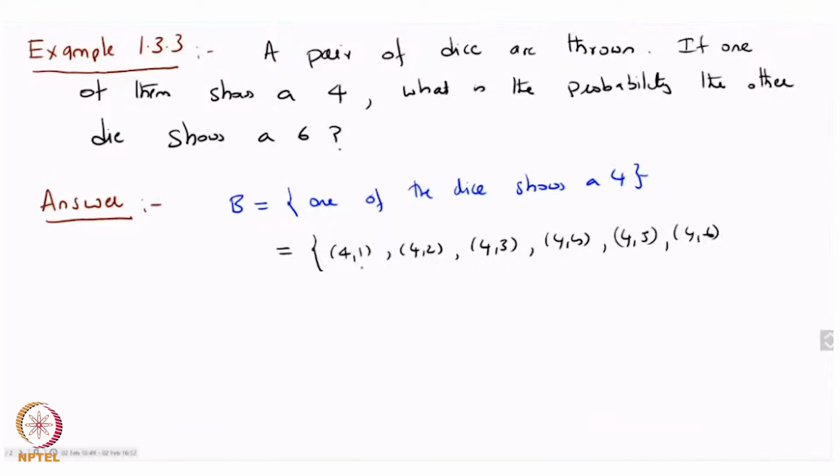Then I have the second die as well. So that's going to be 1,4; 2,4; 3,4; 4,4 I've already counted, so I'll forget about it; and 5,4 and 6,4. So these are all the outcomes in this experiment where one of the dice shows a 4. What's the event we're interested in now? The other die shows a 6. So let A be the event that one of the dice shows 6.